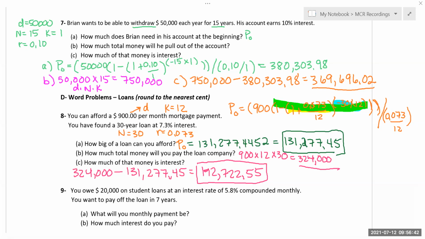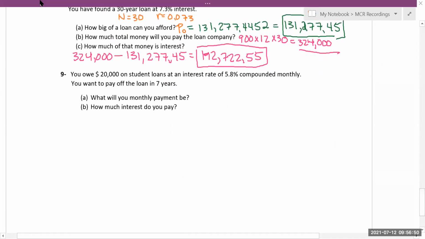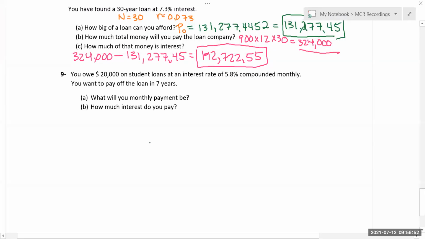All right, then one more problem for this unit. We have question 9. You owe $20,000 on student loans at an interest rate of 5.8 monthly. You want to pay it off in 7 years. How much does that payment need to be? So it's asking for D. So your PO, the amount you took out, is $20,000. K is 12 because it's compounded monthly, N is 7 because you want to pay it off in 7 years, and R is that 5.8%, but always put it in decimal form.